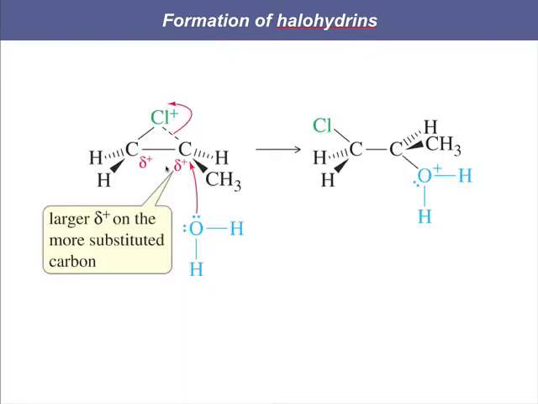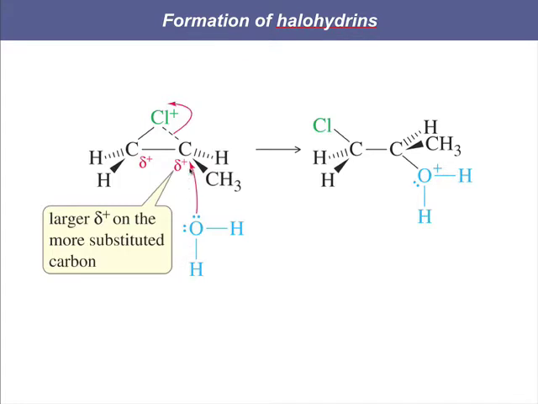This is what I was saying, that if we have this chloronium ring, the carbon with the higher degree of substitution will have a larger positive charge because it can deal with that positive charge better. It has more electron density around it to compensate for that. So the bond to that carbon will be weaker and the bond to the other carbon will be stronger. That means that chlorine is a better leaving group from the more substituted carbon than the less substituted carbon. So that's where water is going to attack.